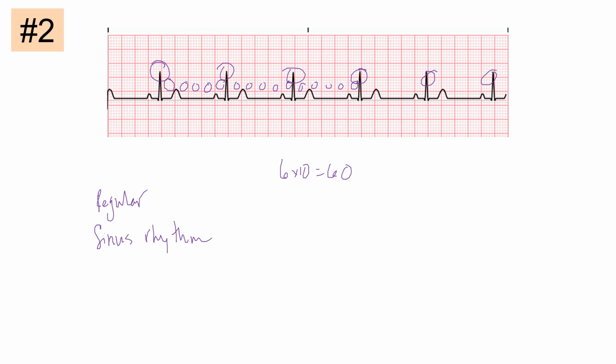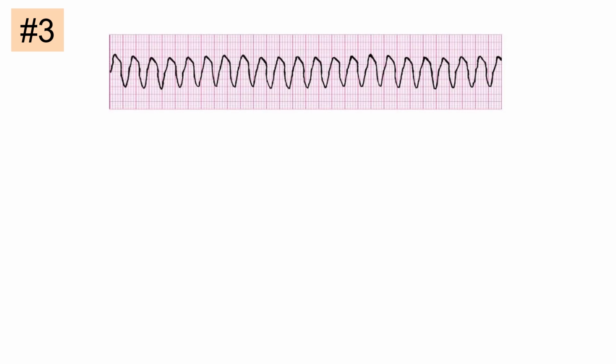Okay, so we have a regular rhythm, 60 beats per minute, and that is normal sinus rhythm. Okay, next, let's determine whether this rhythm, this is number 3, is regular or irregular. So I can see with my eyes that it is pretty regular, even though it doesn't look like a normal sinus rhythm. We know if we counted these boxes here, it looks to be just about the same. Okay, so we're going to say this is a regular rhythm.